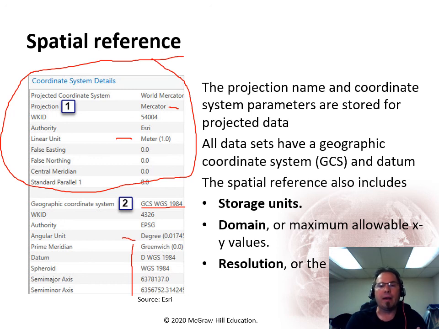All right, now the domain part is the maximum allowable X and Y values. That's not that big of a deal for most purposes, but to give you an idea of what that is, if we had the entire world on a map, our maximum allowable values would be minus 180 in the west, positive 180 in the east, positive 90 at the North Pole and negative 90 at the South Pole. So that's our domain. It's the entire world. Those domains will be different depending on how big or small your map is. And then the resolution is the XY precision on which the coordinate system is based.